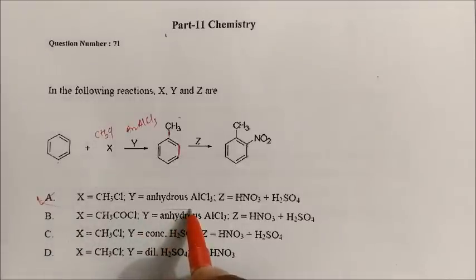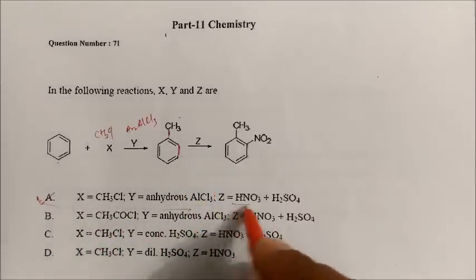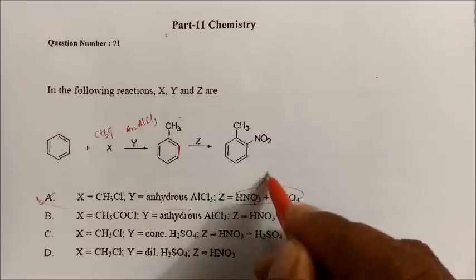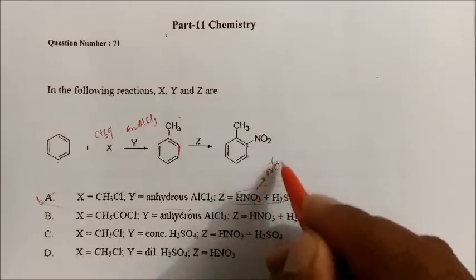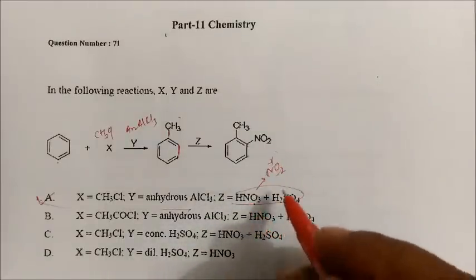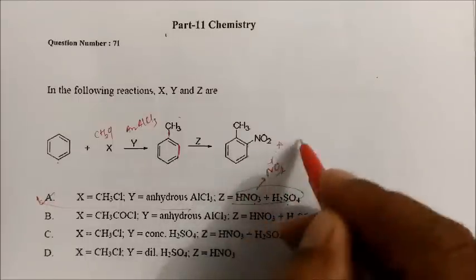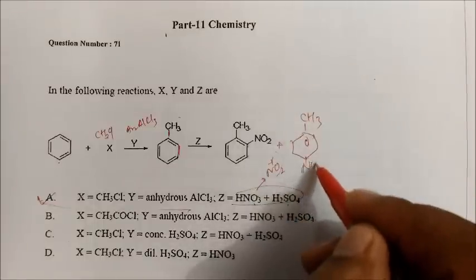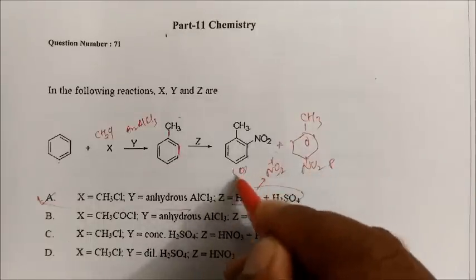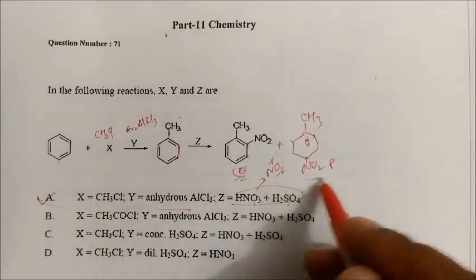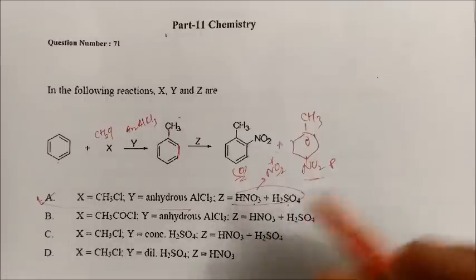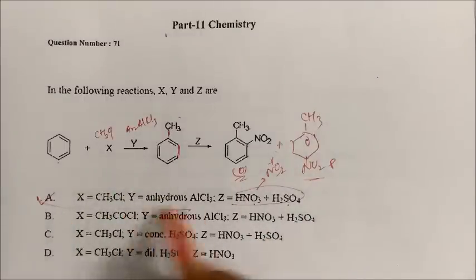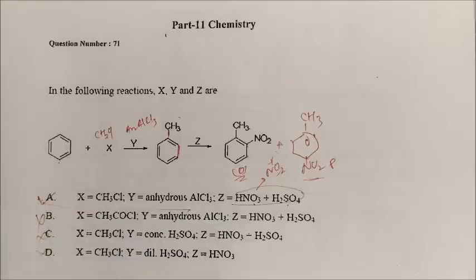And what could be Z? Z definitely is HNO3 plus H2SO4, so this will give you the nitronium ion, NO2 positive. This will attack at two positions, one is the ortho position, one is the para position. The para position is the major product, ortho is the minor product. The para position they have not given. Anyhow, we have to check which is X, Y, Z. So X, Y, Z is this only, and these are the wrong answers.